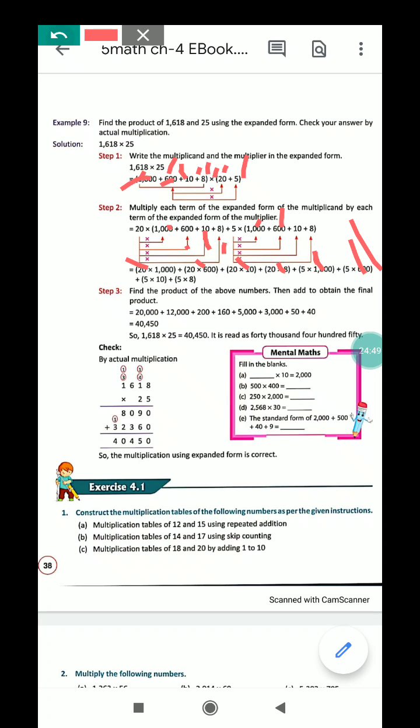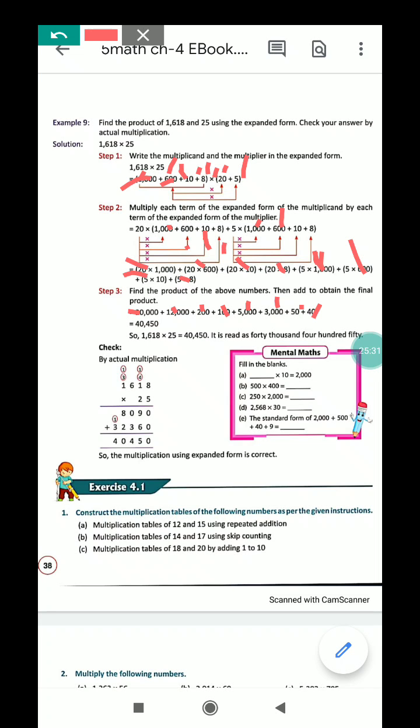So in step 3 what have we got? Find the product of the above numbers and add to obtain the final product. So 20 into 1000 equals 20,000. 20 into 600 equals 12,000. 20 into 10 equals 200. 20 into 8 equals 160. And 5 into 1000 equals 5,000. 5 into 600 equals 3000. 5 into 10 equals 50, and 5 into 8 equals 40. After adding this, we will get this product, 40,450.